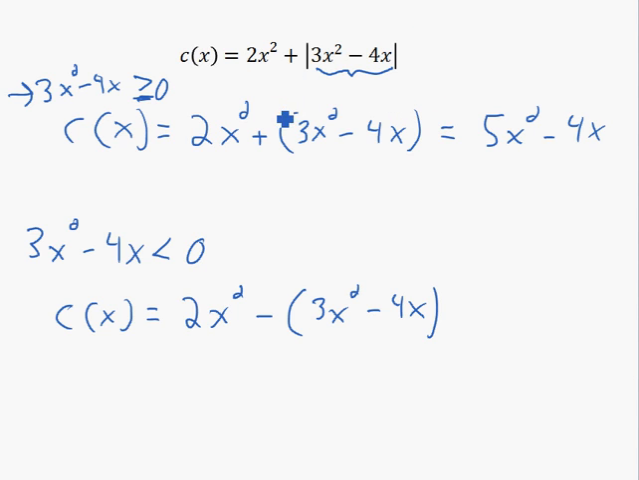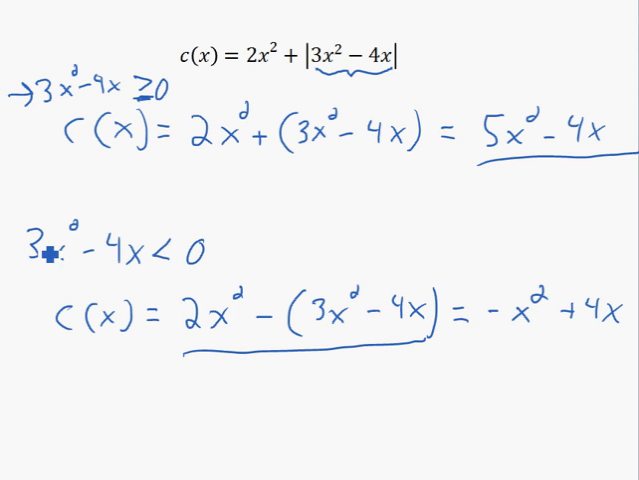For instance, you can plug in different points here. Depending on the x value you plug in, 3x squared minus 4x could give back a positive number, or it could give back a negative number. It depends on what x value you choose. But if it is a positive number, then you're going to end up with this. And if it's a negative number, you're going to end up with this. And this simplifies to 2x squared minus 3x squared is negative x squared, and minus negative 4x is plus 4x. So C of x is either going to equal this function here or this function down here, depending on if 3x squared minus 4x is positive or negative.